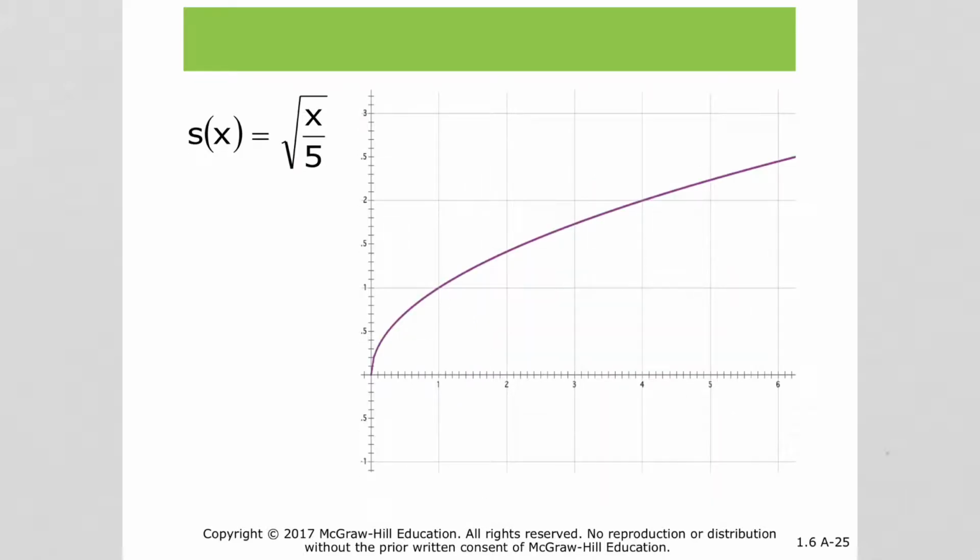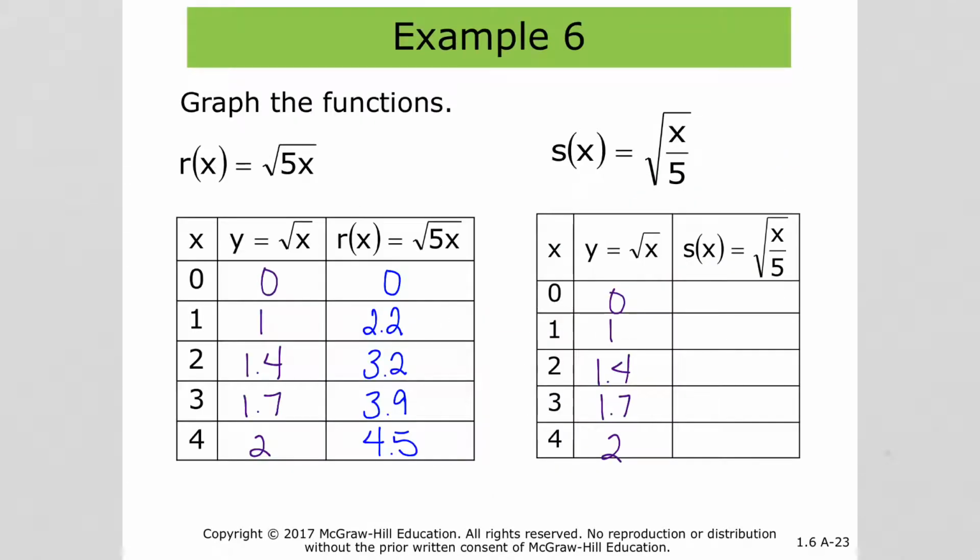Okay, so what about the square root of x over 5? Well, this time we're multiplying by a number between 0 and 1, a fraction, okay? So this time we've got 0 divided by 5 is 0, and the square root of 0 is 0. 1 divided by 5 is 1/5. And the square root of 1/5 is approximately 0.5. 2 divided by 5 is 2/5. The square root of 2/5 is 0.6. The square root of 3/5 is 0.8. And the square root of 4/5 is approximately 0.9.